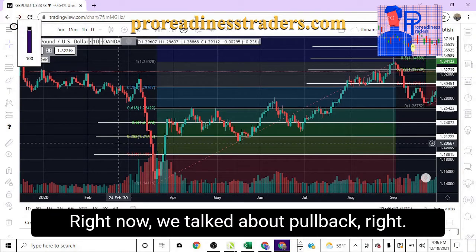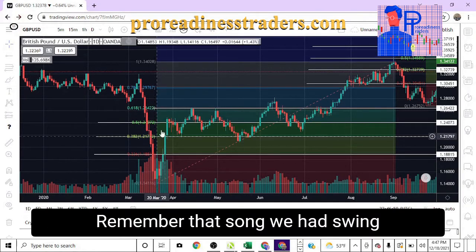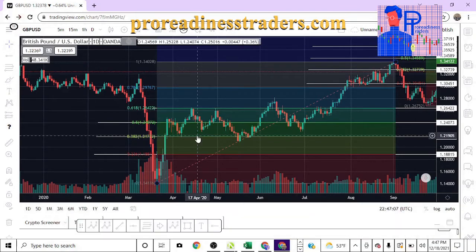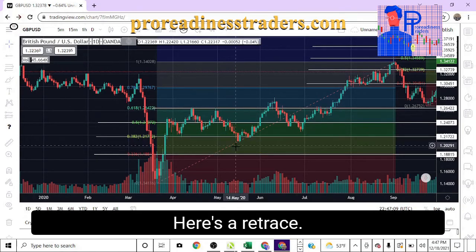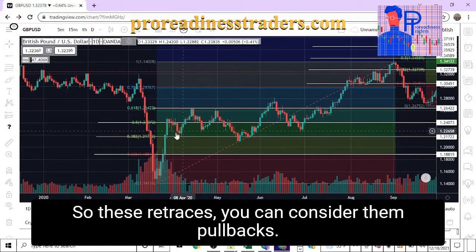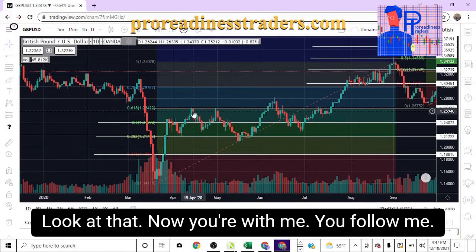Now we talked about pullbacks, and we talked about the swing. Sing it with me. Remember that song we had? Swing, retrace, retest. Here's a retrace, here's a retest, here's a retrace, and here's a swing up, retest, right? So these retraces, you can consider them pullbacks. Look at that, now you're with me, you follow me?